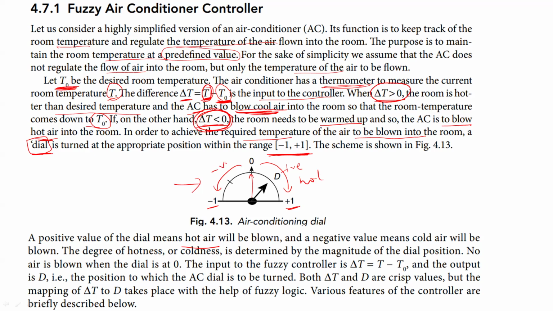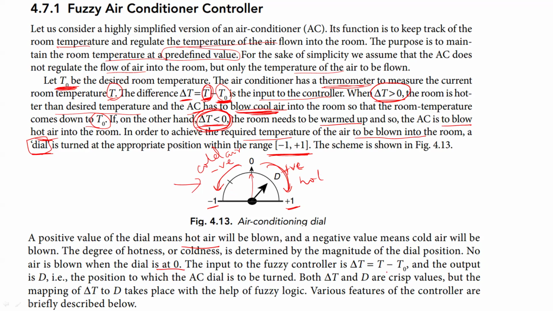So you can see here, in the negative direction the degree of cold air is determined, and when it is positive, the degree of hot air is determined. So you can see it is the opposite. When delta T is greater than 0, you move to the negative side, but when delta T is less than 0, you move to the positive side. So keep this in mind. Now, when it is 0, no air will be blown.